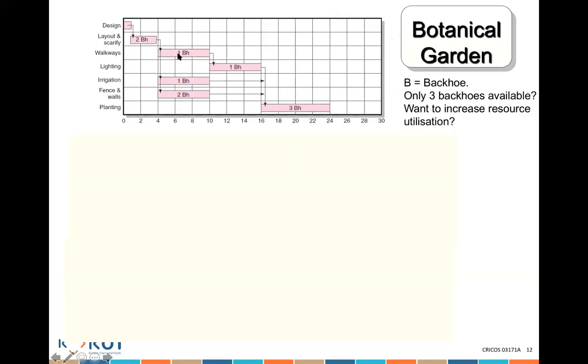I need 4 people. So weeks 0 to 4, I need 2 people. Weeks 4 to 10, I'll need 4 people. Weeks 10 to 16, I need 1 person. And week 16 to 24, I need 3 people. Notice 2, 4, 1, 3. Is that a good allocation of resources? What do you think? Is that good? No, it is not.